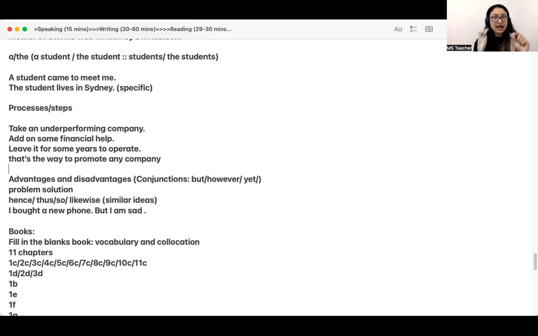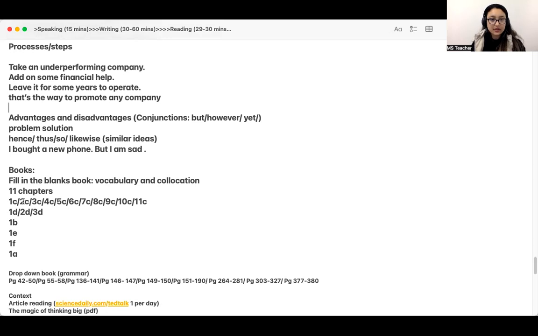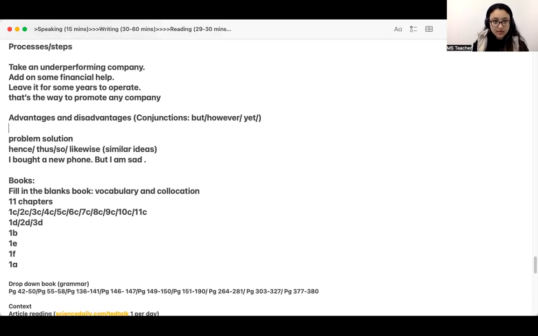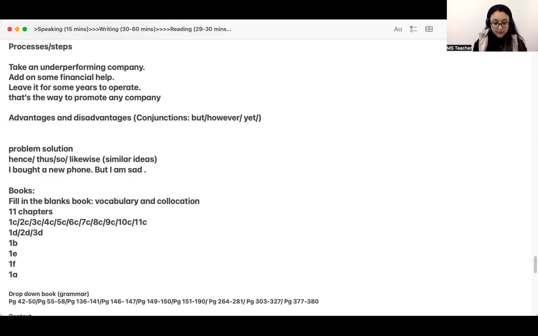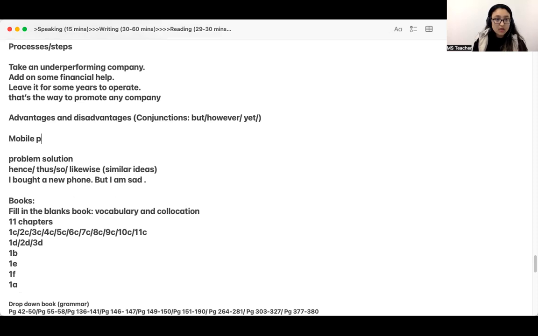Look how we are talking about a process. First you do this, second you do that, third, and then this is it. This is what you should do, or this is how you will help a company. That is called processes and steps. The next approach is that sometimes you might have advantages and disadvantages. For example: mobile phones are essential in our day-to-day life, which is an advantage. This is a positive statement.